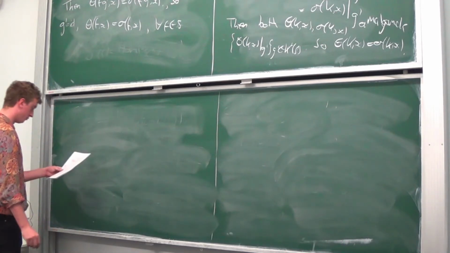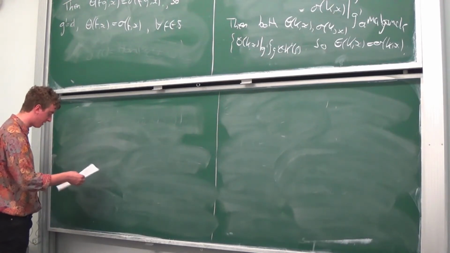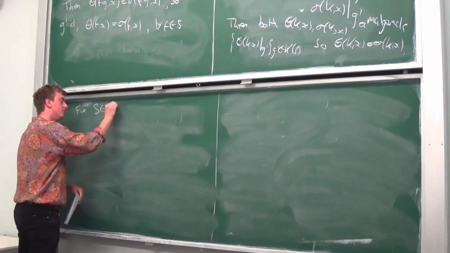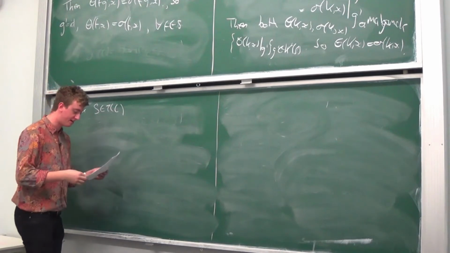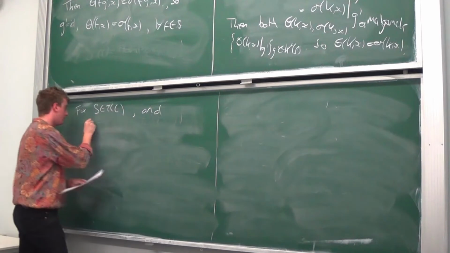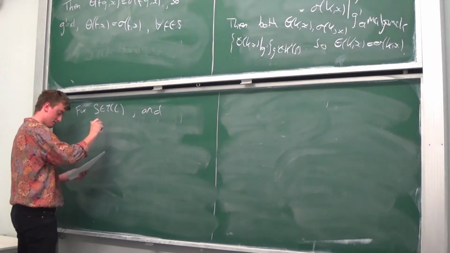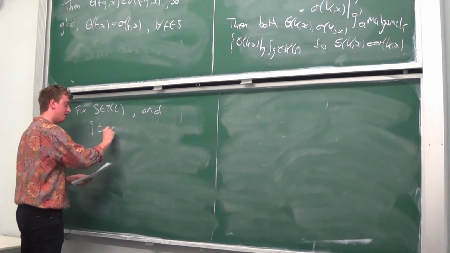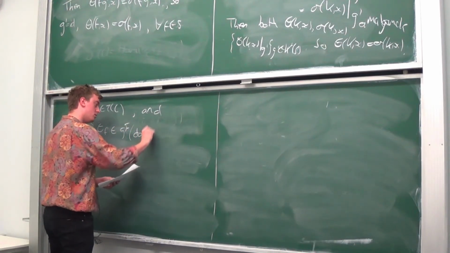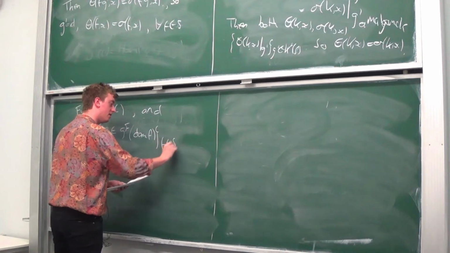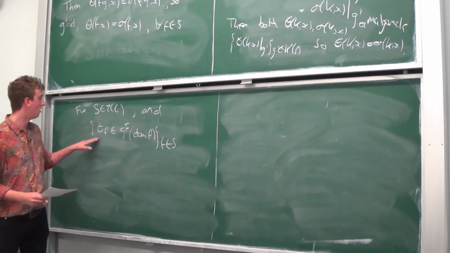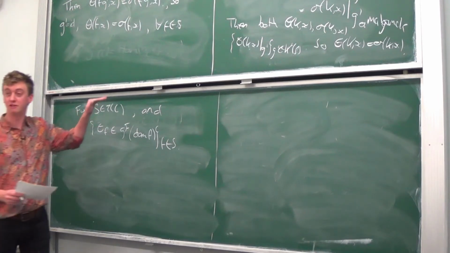Okay, so once again, we're going to fix the covering sieve of C, and we're going to take a matching family theta sub f, so it's the matching family of the exponential over S. What we need to do is construct some theta over C, which restricts to each of these.